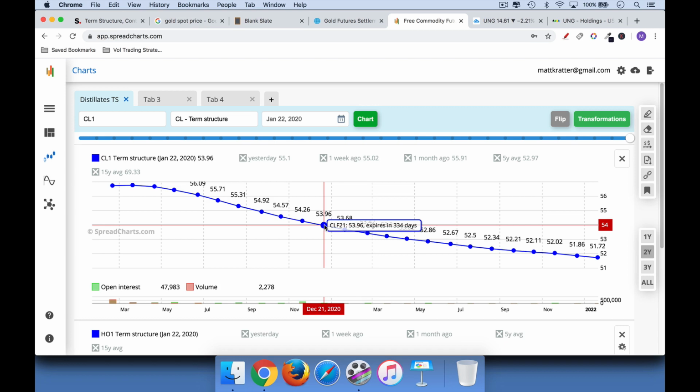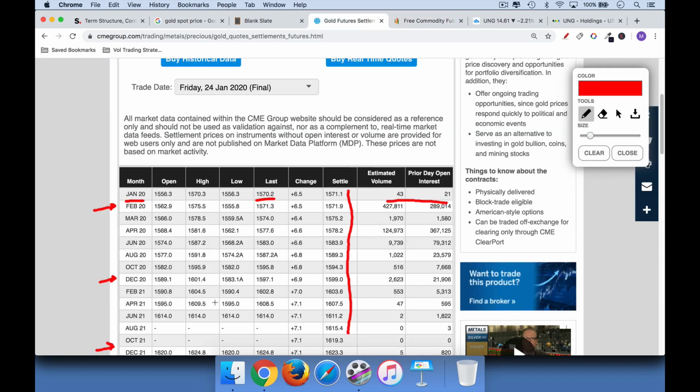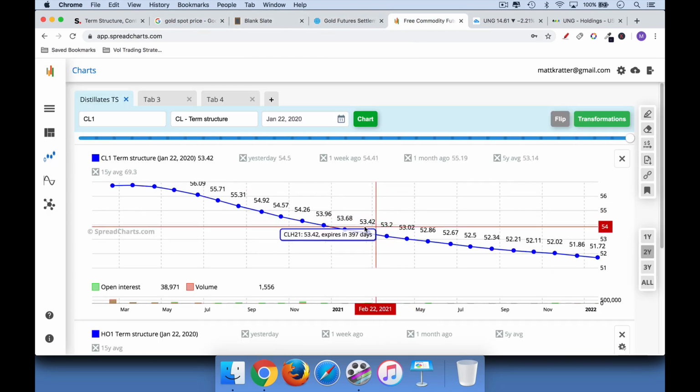So let's think about what happens when you're trading backwardation, and I'll show you how that trade worked. We'll use these numbers here to make it really easy. So we know we can lock in a futures price here, January 20th, 2021, delivery in 364 days from now. We can buy oil for $53.68. So we would just go to our broker and buy the January, well, it's not listed right here, but the January 2021 crude oil.